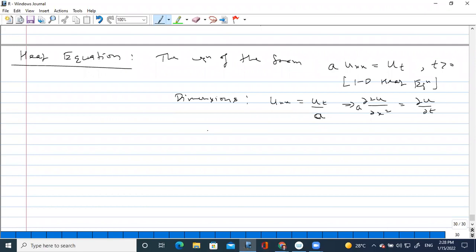So the dimension of A we can find out. Dimension of A will be here: this is 1 by L square into 1 by T. U to U cancel. So the dimension of A will be L square by T.